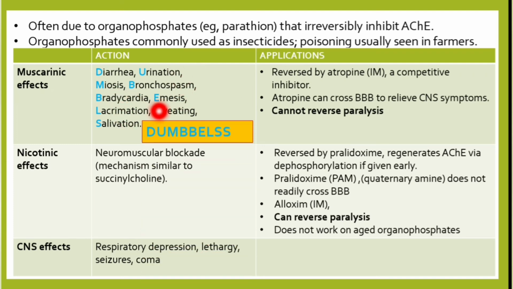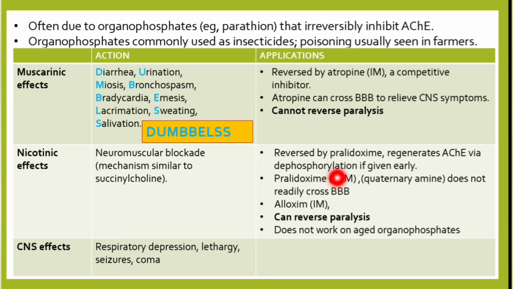These effects are reversed by atropine, right? Atropine is a competitive inhibitor, and atropine can actually cross the blood-brain barrier to relieve central nervous system effects. Atropine cannot reverse paralysis. Nicotinic effects. This is a neuromuscular blockade, which is similar to succinylcholine, right? And the effects are reversed by pralidoxime, right? So pralidoxime regenerates or reactivates acetylcholinesterase via dephosphorylation if you give it early.